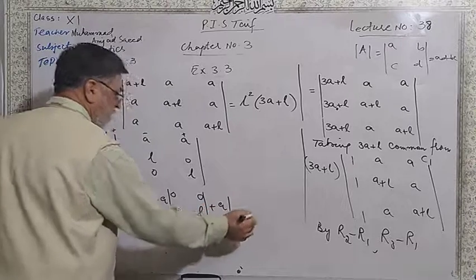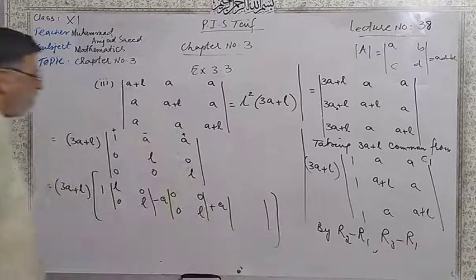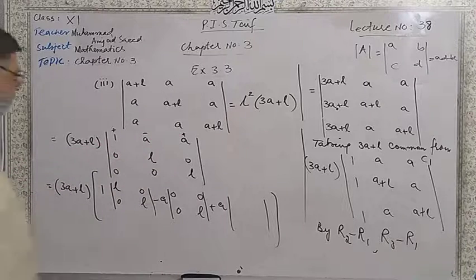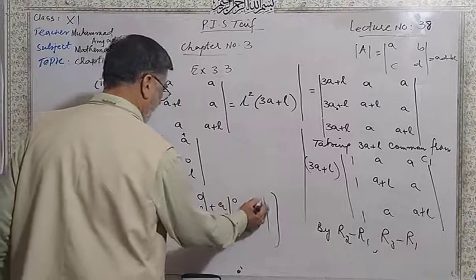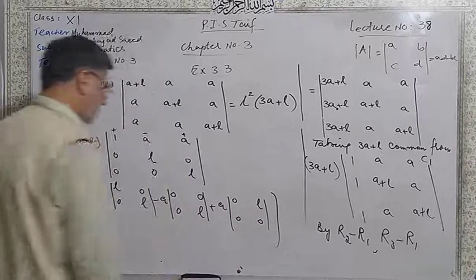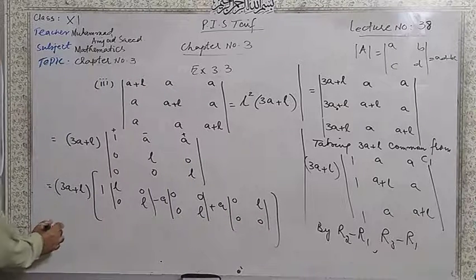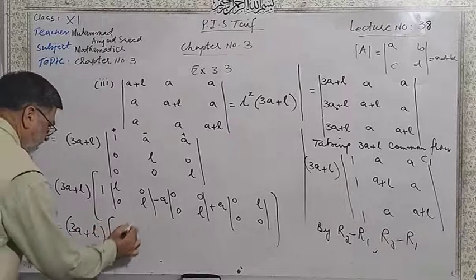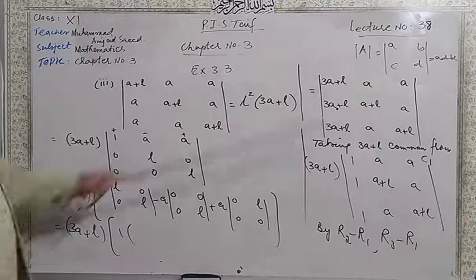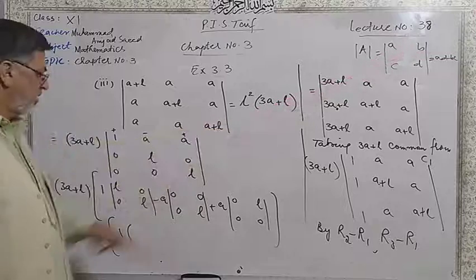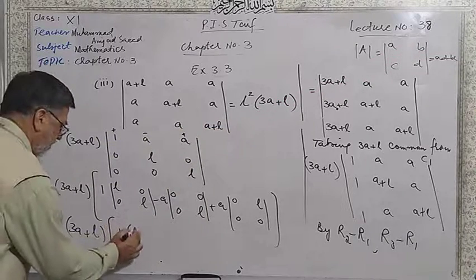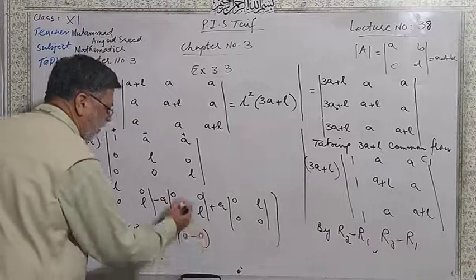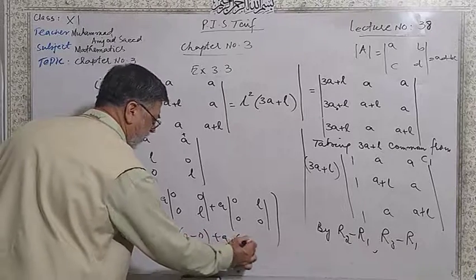Then plus A. Remove the column of this A and row. 0L, 0, 0. 3A plus L. Now AD minus BC, that formula. AD minus BC. L square minus 0 minus A into 0 minus 0 plus A into 0 minus 0.